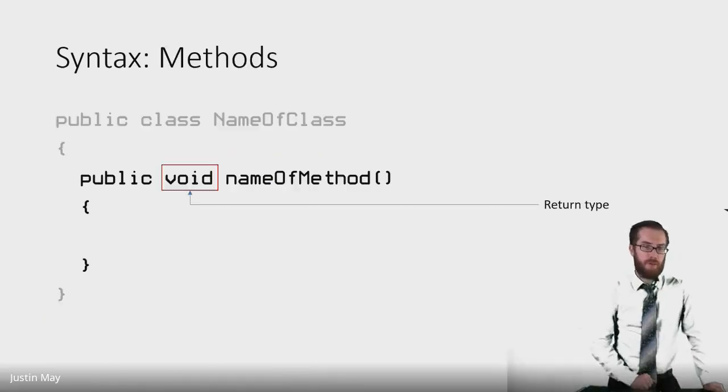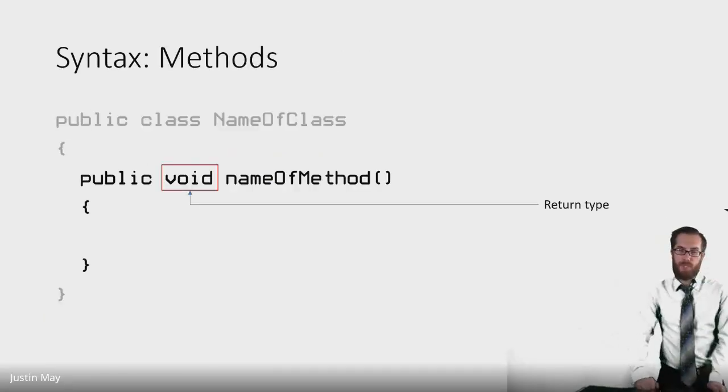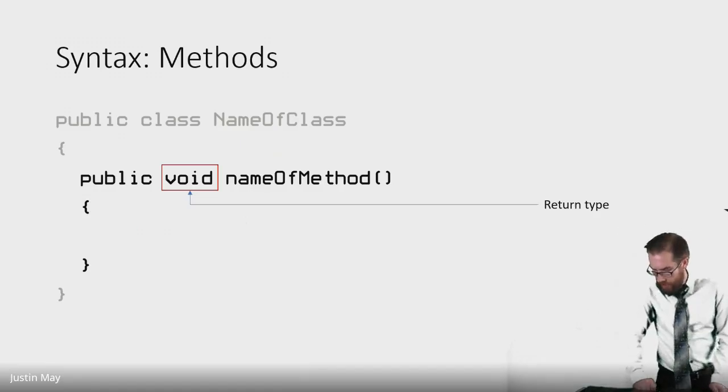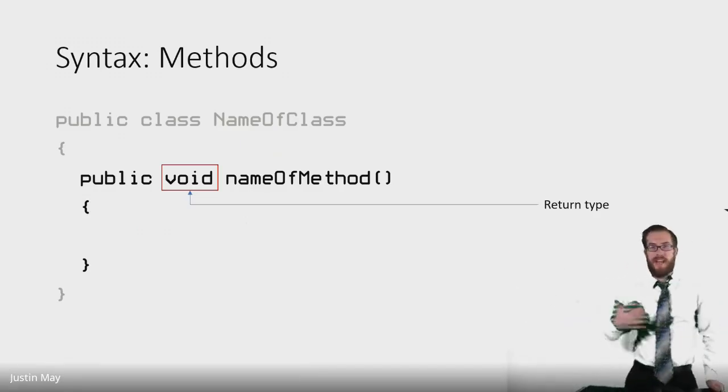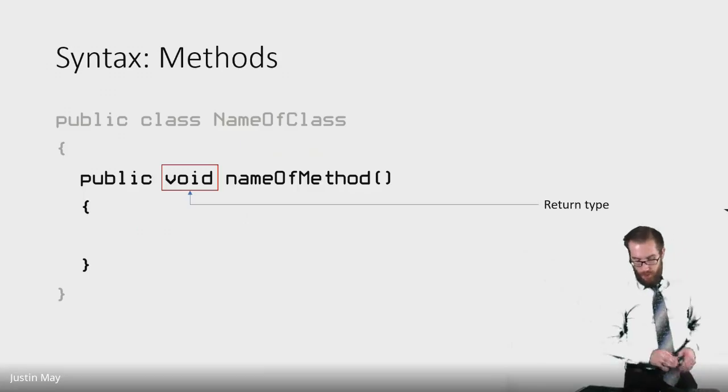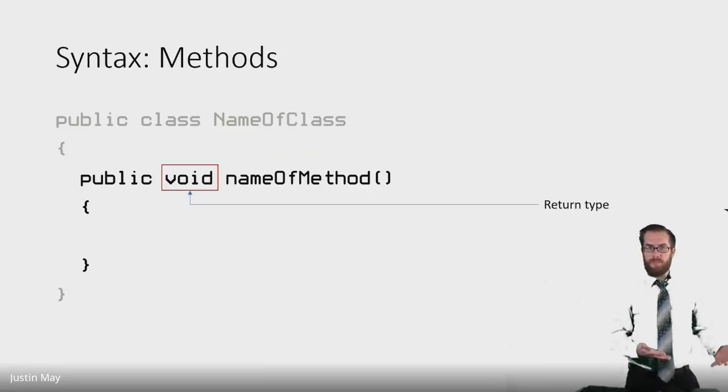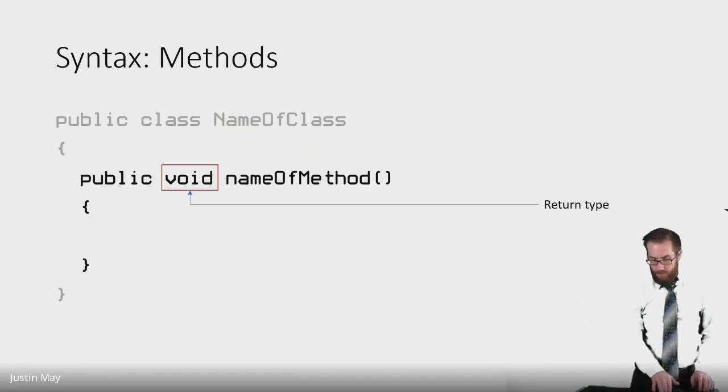So in the method header, there's one more piece I didn't talk about. This is the return type. So this says void. Void means this method does not return anything. So when you invoke the method, it will do some stuff, but it doesn't give you back any information.